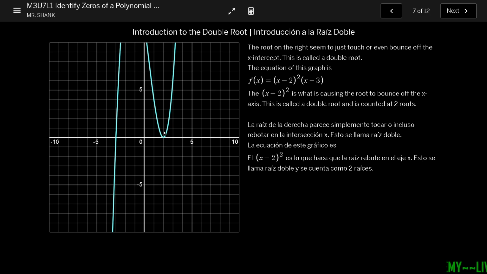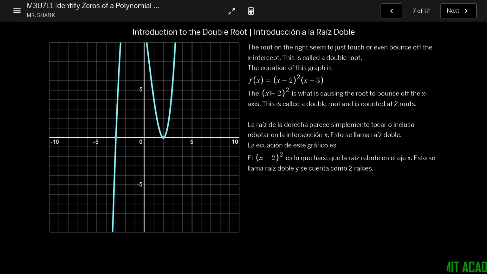So anytime that it bounces off the graph like this is considered a double root. Normally we would have x minus 2 because I have positive 2 at my point, and x plus 3 because I have x equals -3 at this point. I'll always take the opposite of whatever those x values are on your graph, so in the equation they should be opposite from the points in the graph.